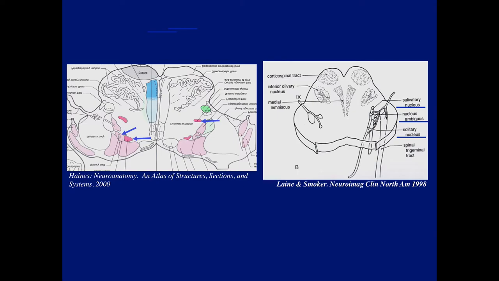Now, the position of these nuclei varies a little bit in the various diagrams you see in the literature, but the main thing is that the nucleus ambiguus is the closest anteriorly, just next to the inferior olivary nucleus. And again, I marked where these various nuclei are.